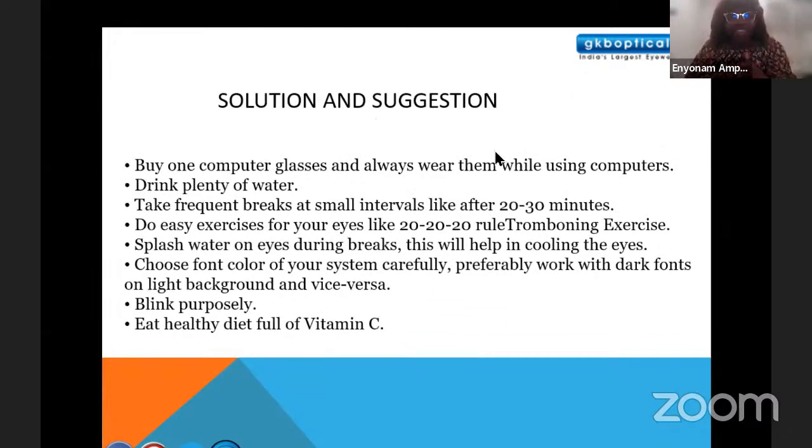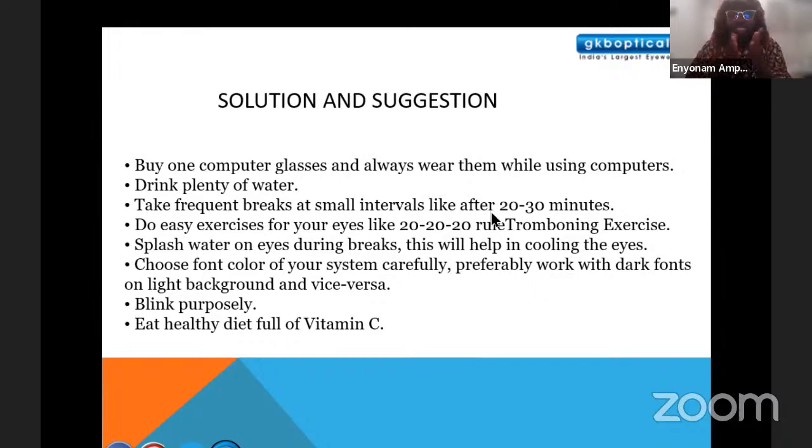One solution is to get computer glasses. That's the one with the anti-reflective or blue filter, especially when you use computers or even phones. Drink plenty of water. Take frequent breaks at small intervals, like 20 or 30 minutes. Do easy exercises like the 20-20-20 that I just said. Splash water on your eyes during breaks, just to relax the eyes. Choose the font color of your system carefully. Preferably work with dark font on a light background, and vice versa, because of color contrast.